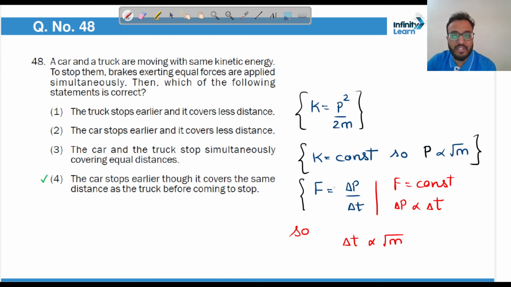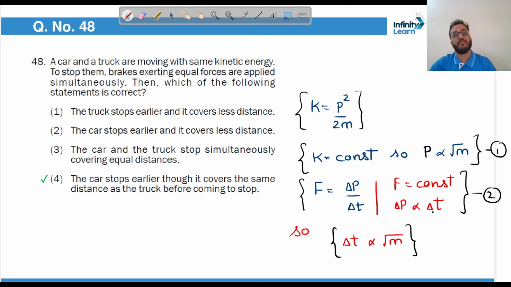Now, force is delta p by delta t and force is constant. So delta p is directly proportional to delta t. That means the one with greater momentum will have greater time to stop. So from equation number 1 and equation number 2, we can say that finally the time to stop is directly proportional to root over mass. So the heavier object will stop late and the lighter object will stop fast.